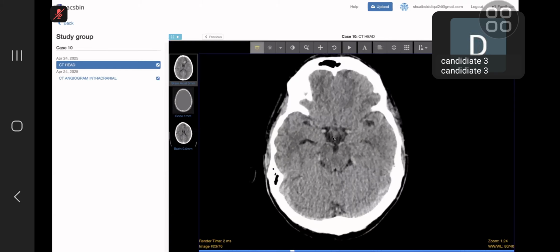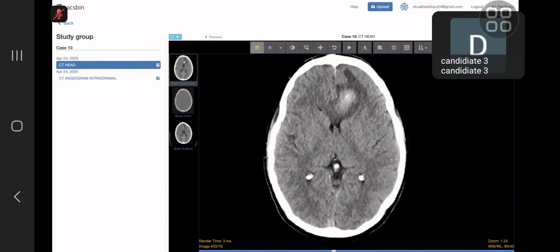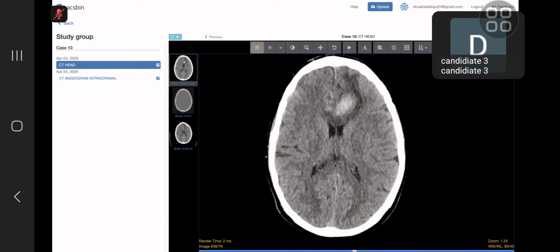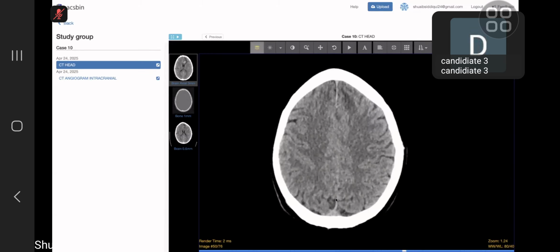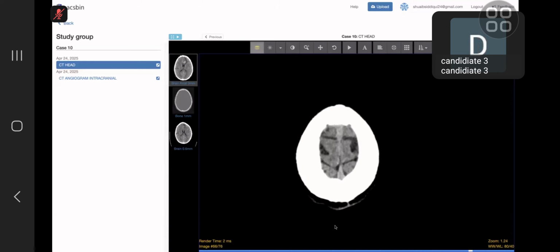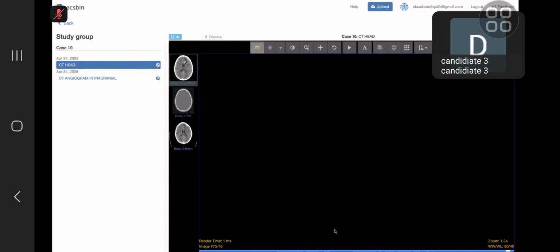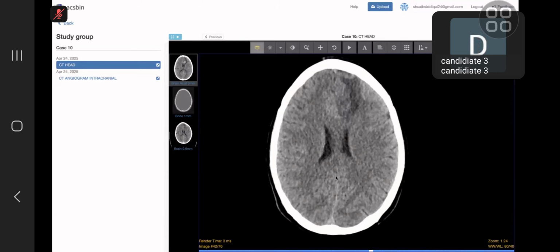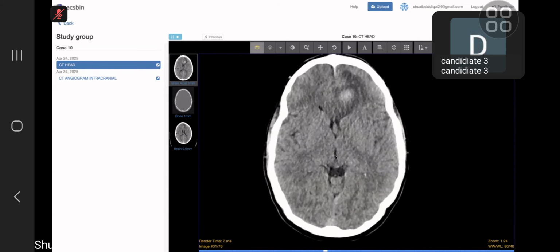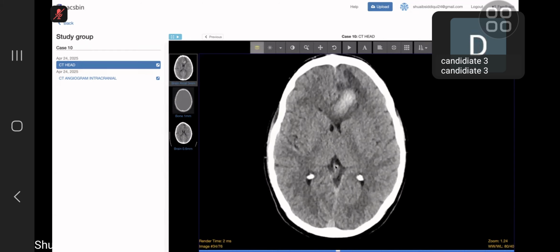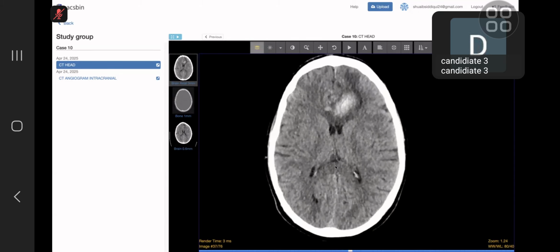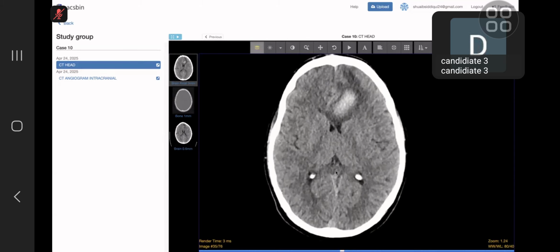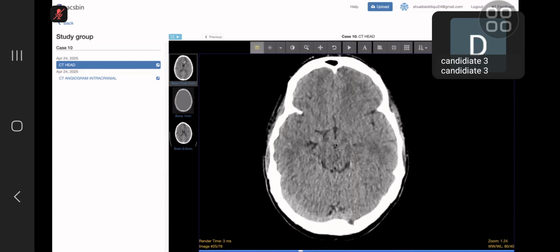I've been provided with axial cuts CT brain for a patient who comes with low Glasgow coma scale. I will scroll to the end and then I will comment. The most striking abnormality is a hyperdensity within the left upper frontal lobe, surrounded by a rim of hypodensity, maybe edema.